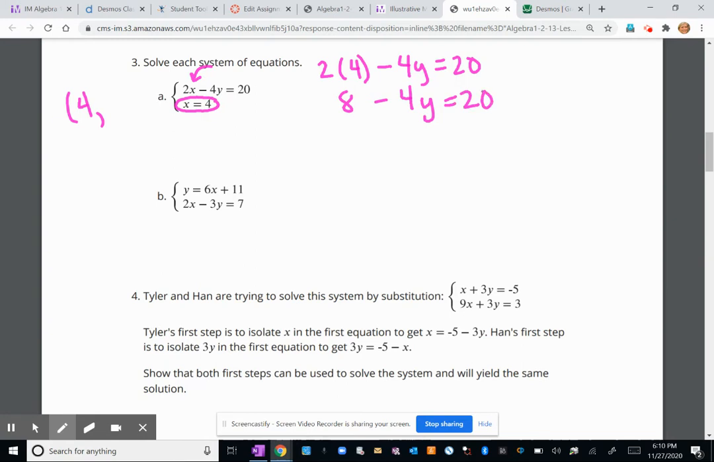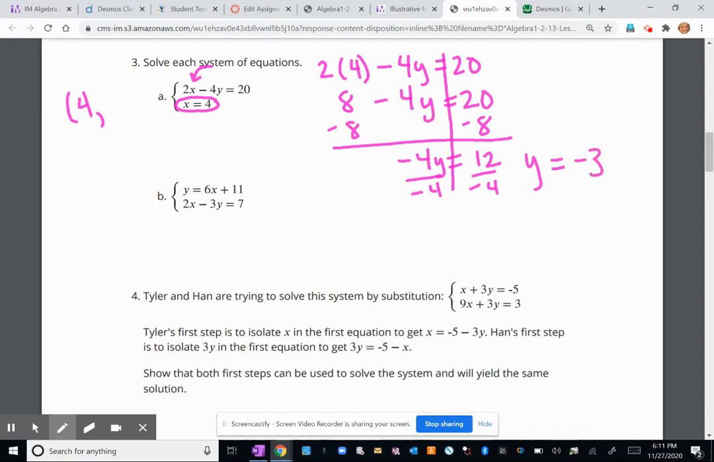Okay, so this is just a two-step equation. I put my line there to remember to keep things balanced on both sides. Subtract the 8 from both sides, and we get negative 4y equals 12. And then dividing by the negative 4, we get y equals negative 3. So x is 4 and y is negative 3.